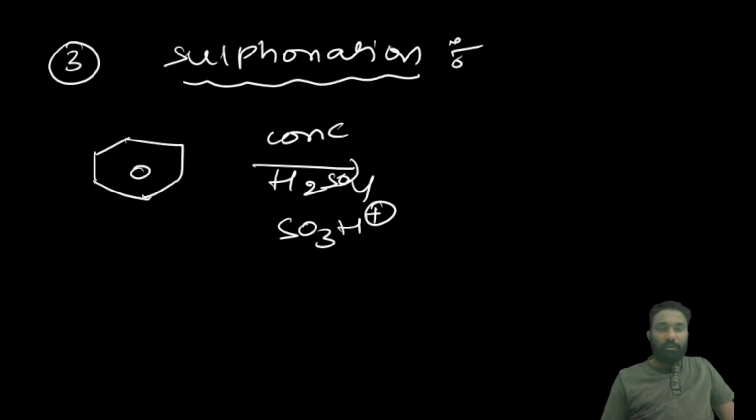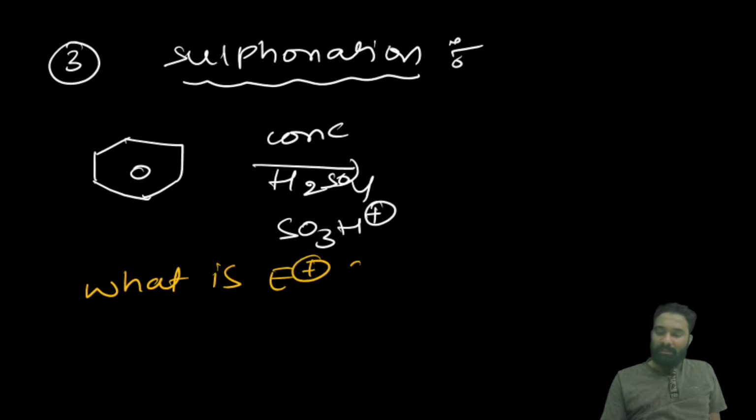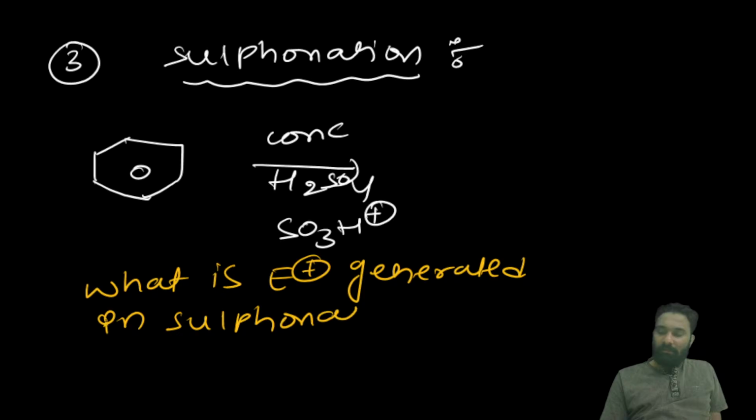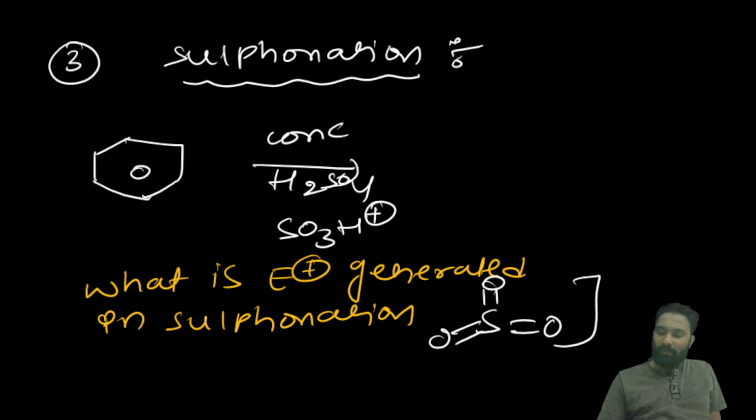Here my dear friends, you have to be very careful. Suppose they ask what is the electrophile generated in sulfonation? Neutral SO3 is the electrophile, it is generated in the sulfonation reaction. You have to be very careful with this point, with the statement based question they are asking.